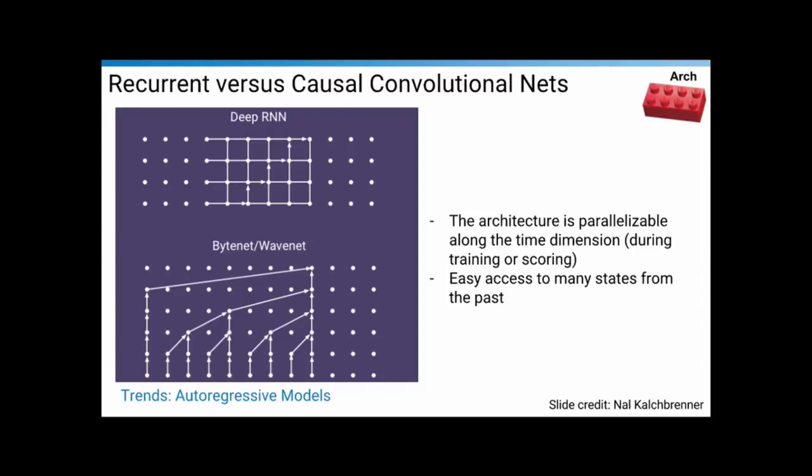I'll show how the receptive fields grow in predicting a word for deep RNNs compared to something like an autoregressive model like ByteNet or WaveNet.